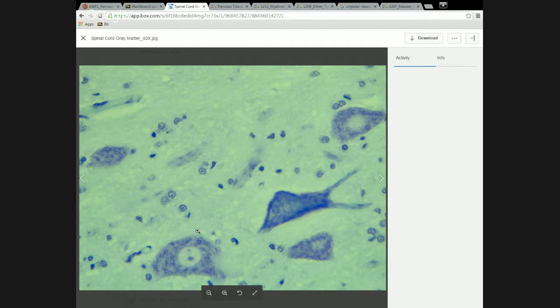We just see the cell body itself and all of its cytoplasm, which has a lot of ribosomes in it, which are responsible for making all the proteins that are going to go into the dendrites and down the axon and all over the cell. It has to be a really big cell to support that.